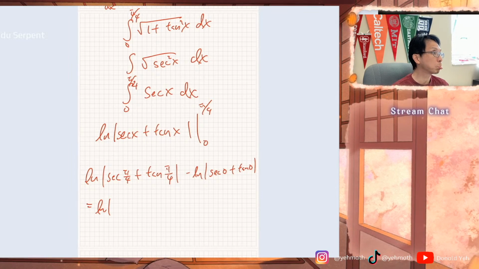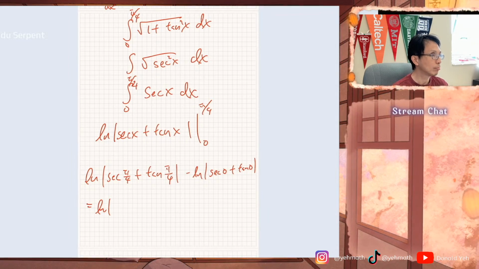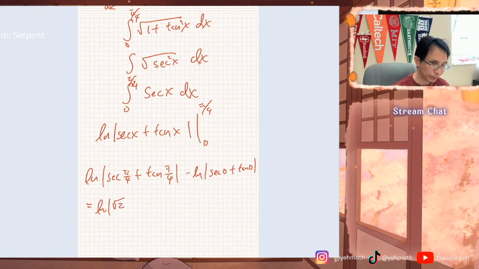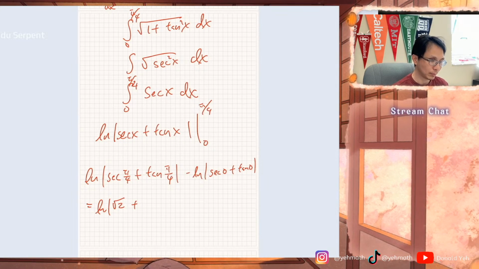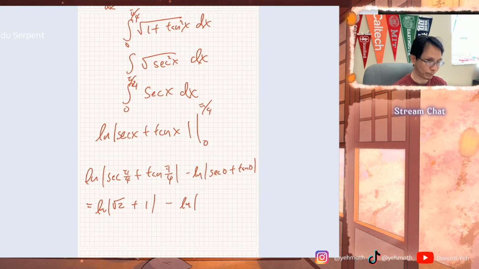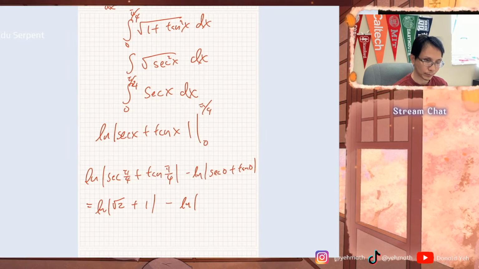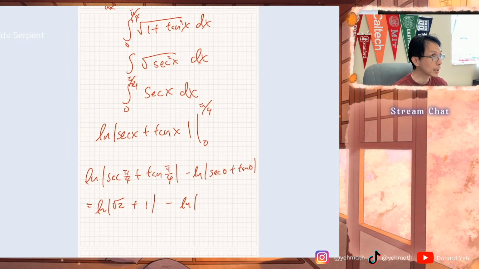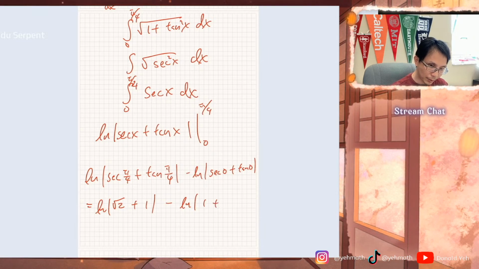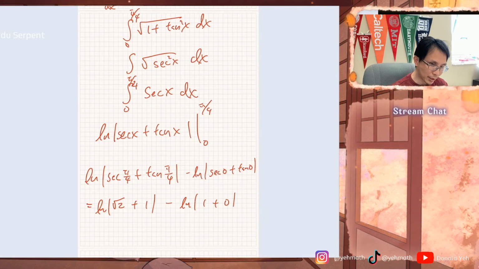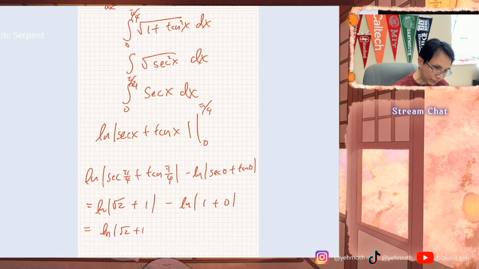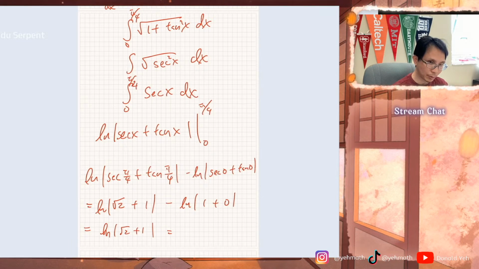What is secant of pi over 4? 2 over square root 2, which is square root 2, plus tangent of pi over 4, which is 1, minus natural log. What is secant of 0? 1. Plus tangent of 0, which is 0. What's the natural log of 1? 0. So it will be natural log of square root 2 plus 1. And that's the final answer, which is equal to 0.881.